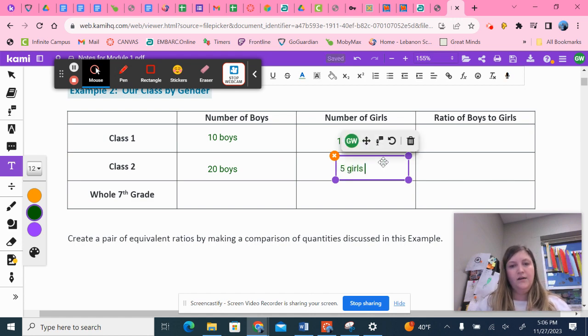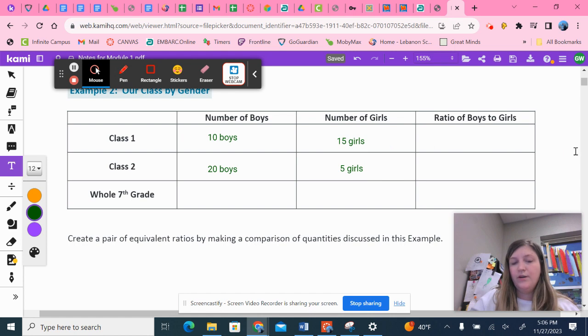Okay. Go ahead, fill out the rest of this chart. Tell me the ratio between boys and girls for each one. And then also fill out the whole 7th grade as well. Assuming that these 2 classes are the only 2 7th grade classes, go ahead and make a ratio for the rest. Tell me how many boys, how many girls, and what is the ratio between boys and girls in each.